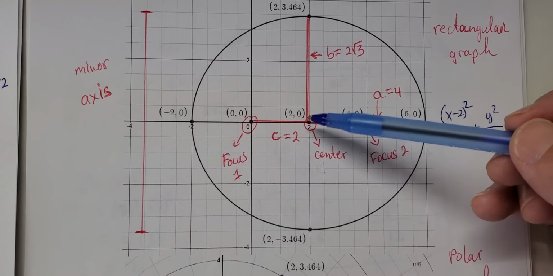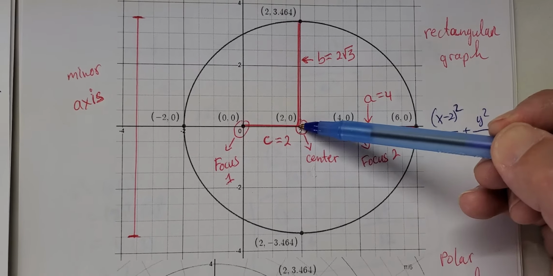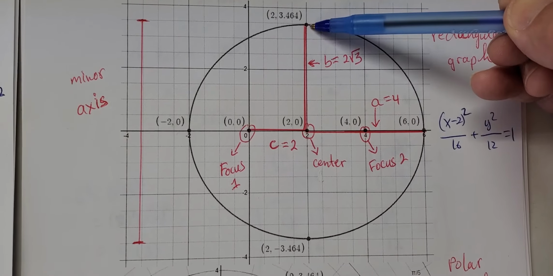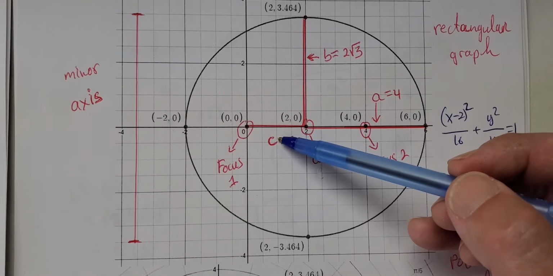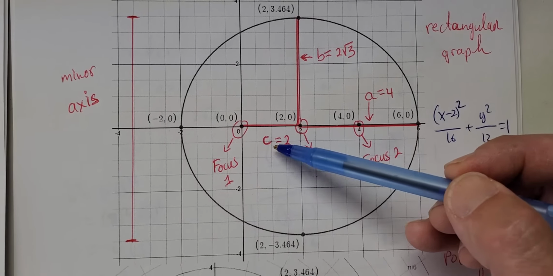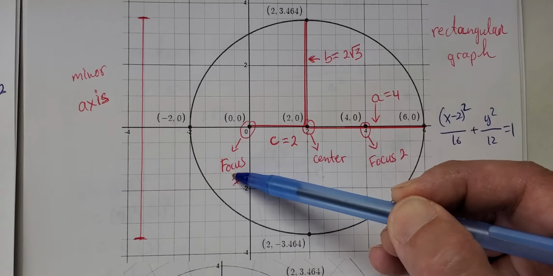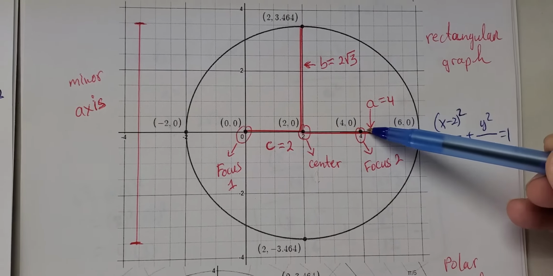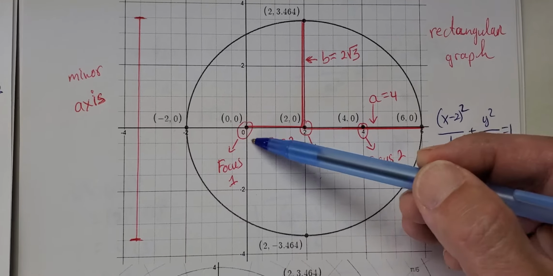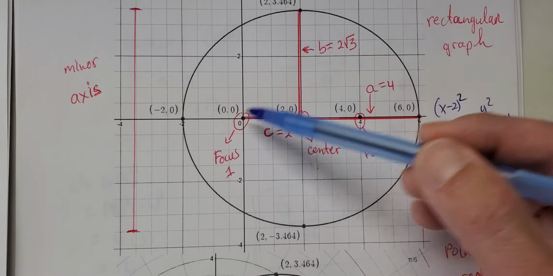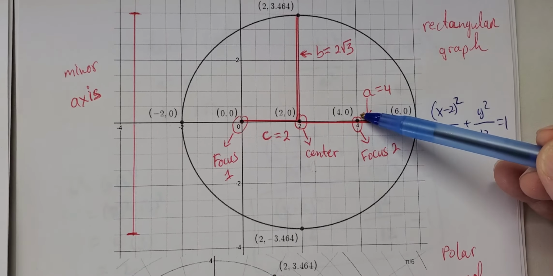One more time. The distance a, center to here. Distance b, center to here. Now, the distance of c will help you to find the foci. Center to the left, focus 1. Center to the right, focus 2. Because the distance of c is 2 units, so 1, 2 to the left, 1, 2 to the right.